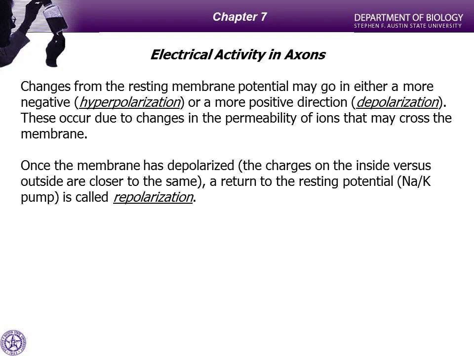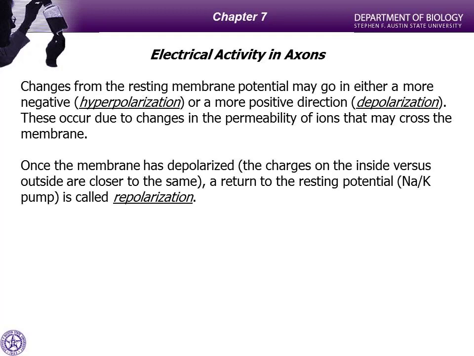Now, these terms, again, are very simple, and we're going to modify them and change up their definition as we move down the road. But for right now, minus 70, resting membrane potential, minus 90, what would we call that? Hyper, minus 40, D, okay? Again, just starting simple and building from there. So that's the changes that we're talking about at this point. We're going to see that these are all components of this electrical wave we're going to generate. We'll put all the pieces in action here in a few minutes. Right now, we're just assembling the building blocks before we put this all together.